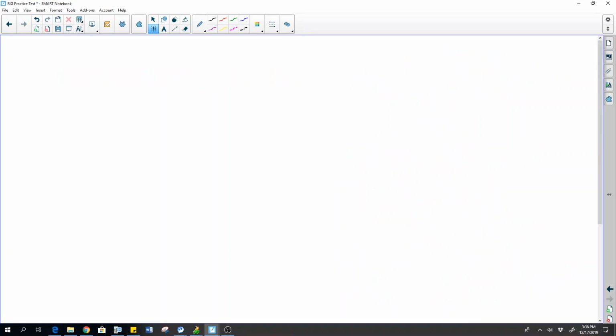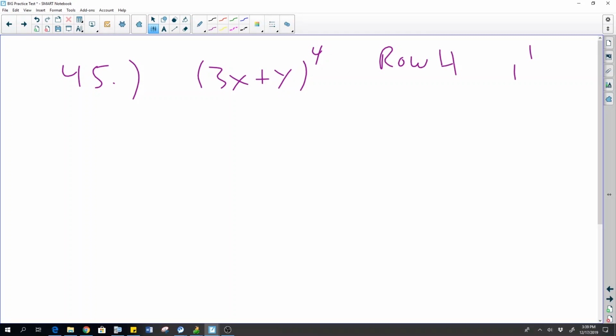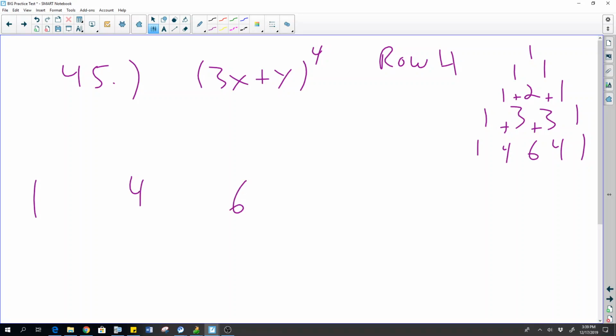So number 45 on our practice test, let's remind you about how to do Pascal's. So we have (3x + y) to the 4th power, right? And so that's going to be row 4 is what we're going to use. So we do 1, we do 1, 1, we do 1, 2, 1, that's row 2. 1, 3, 3, 1, just adding these numbers, 1, 4, 6, 4, 1 is what we're going to be using. So we're going to spread that out. 1, 4, 6, 4, 1.